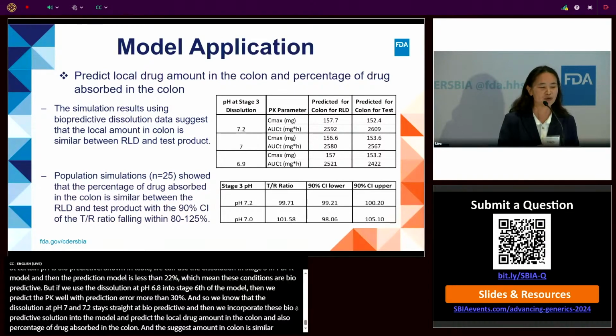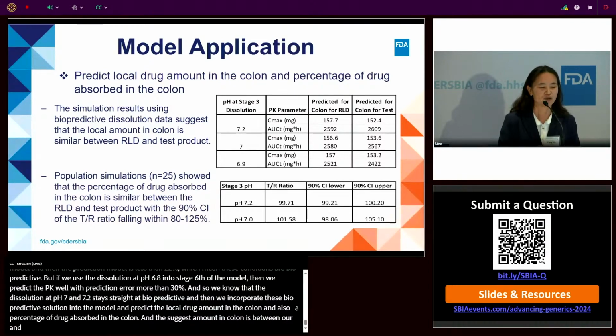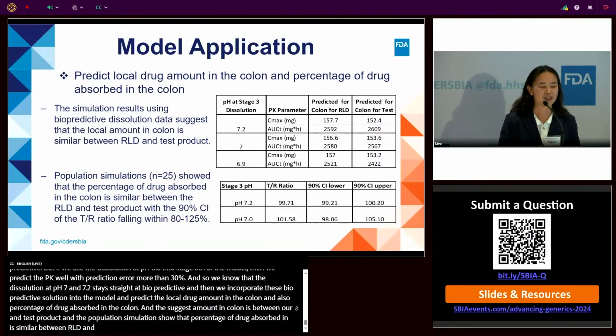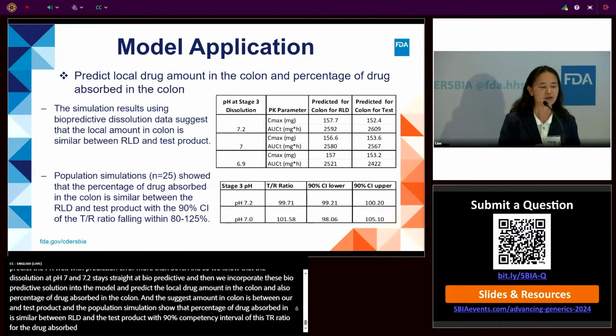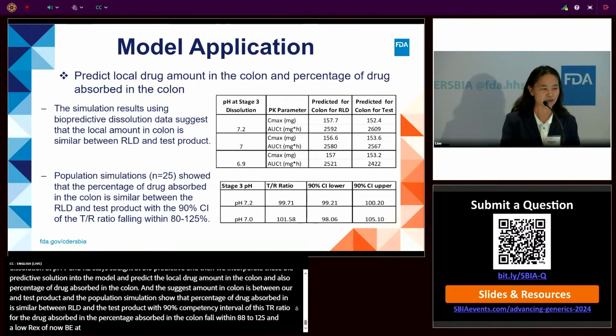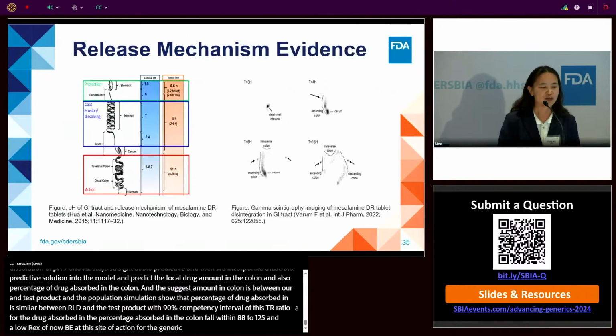And the population simulations showed that the percentage of drug absorbed in the colon is similar between the RLD and the test product, with the 90% confidence interval of the T/R ratio for the percentage of drug absorbed in the colon falling within 80 to 125. This should demonstrate that there is a low risk of non-BE at this site of action for the generic drug product. These two figures you have seen previously in Dr.